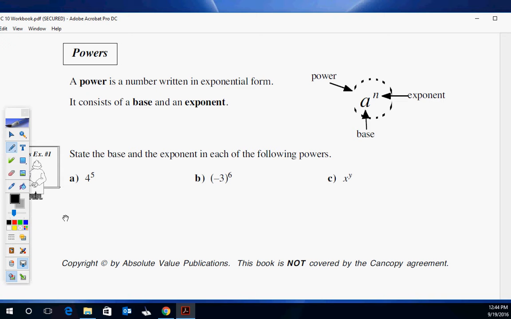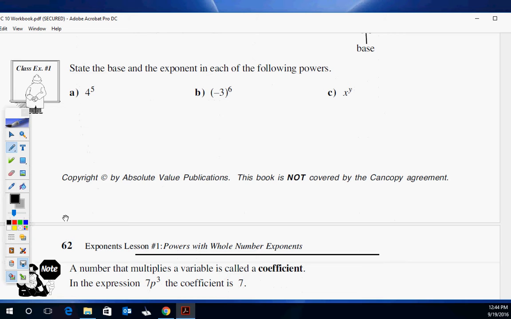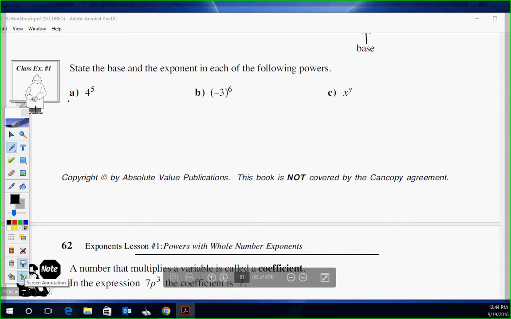So we're going to go through these quickly here, but we'll just fly through. So what's this one's base? Right, base is 4, exponent 5. Base -3, exponent 6. Base is x, exponent is y. All pretty straightforward stuff.